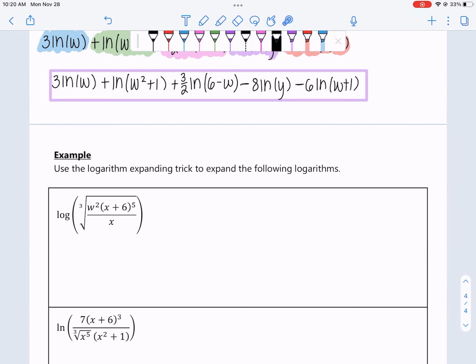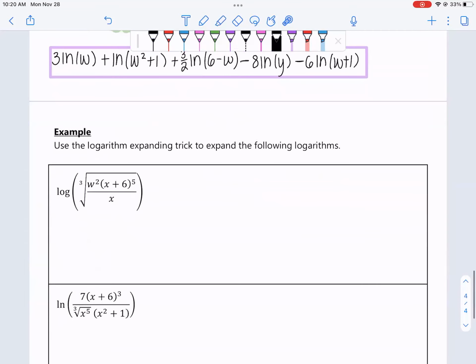First of all, if there's any radicals, you're going to need to distribute those. So this radical, there are 3 different terms here. So we got the w squared, we have this guy right here, and this one here. There's 3 different pieces. That radical would go on all of them. So we have log of, this is w, the cubed root of w squared times the cubed root of x plus 6 raised to the 5th power all over the cubed root of x.